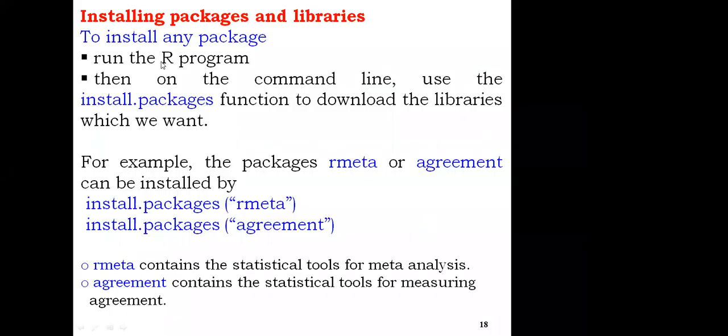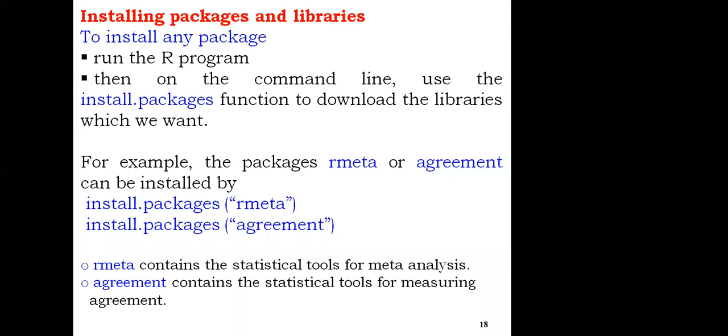Then, installing R packages: how can we install a package? Just run the R program, then on the command line use install.packages. That means you write in the command line install.packages, the function to download the libraries which we want. The packages we need will come if we write install.packages.